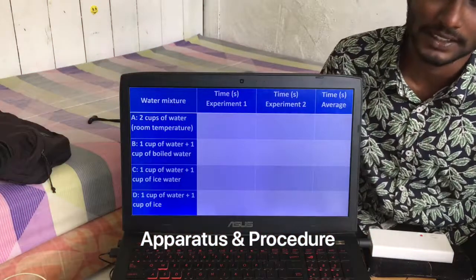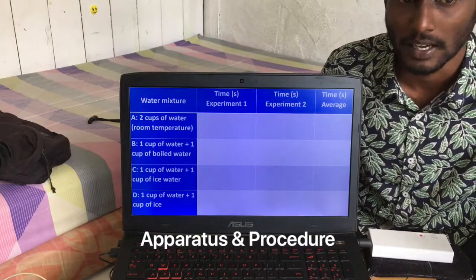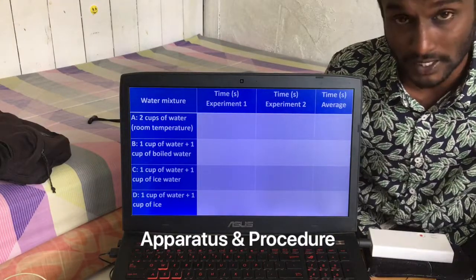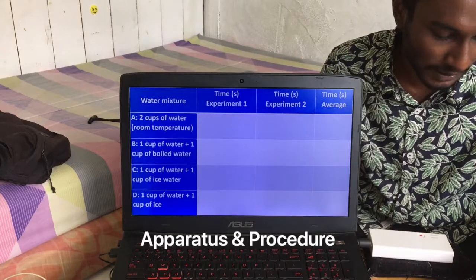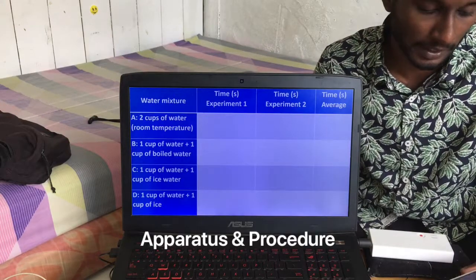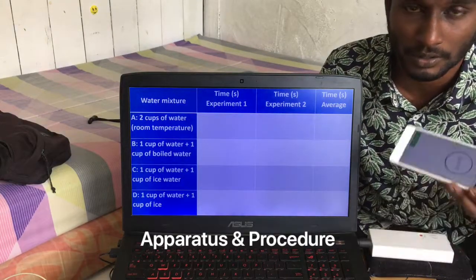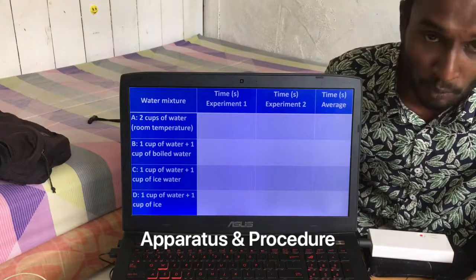For this experiment we need four things: water and ice cubes, a boiler, and a time watch. The time watch is a stopwatch. I'm using a normal Android phone, so it will be easier.